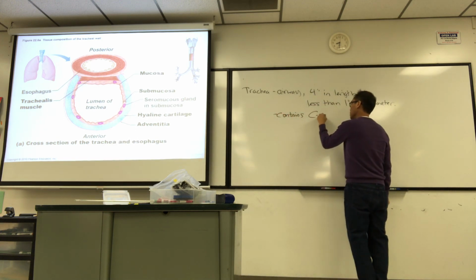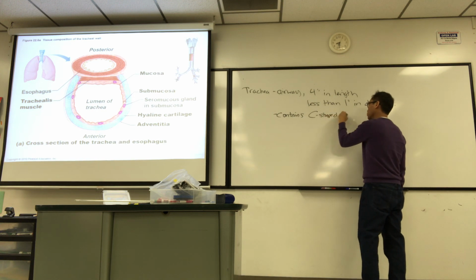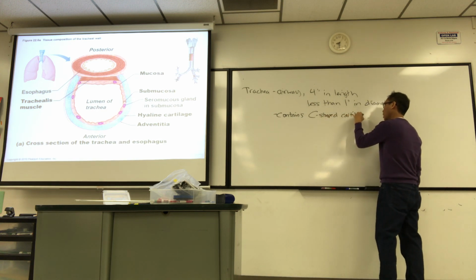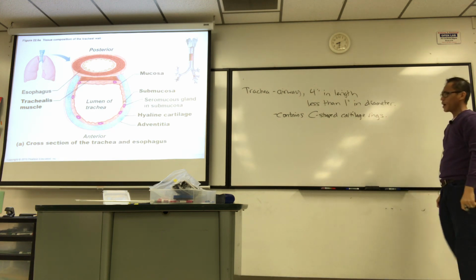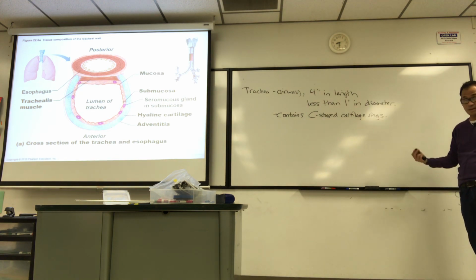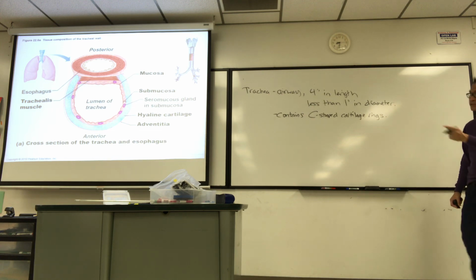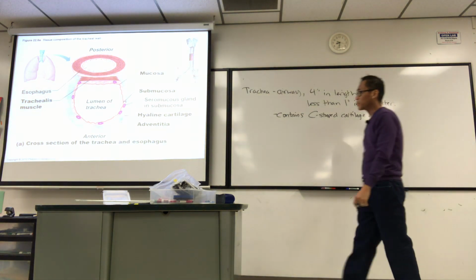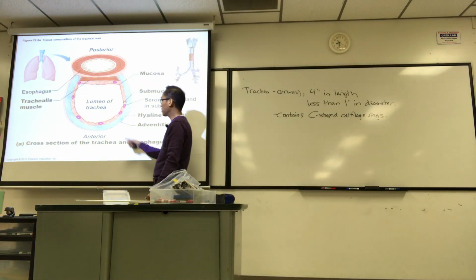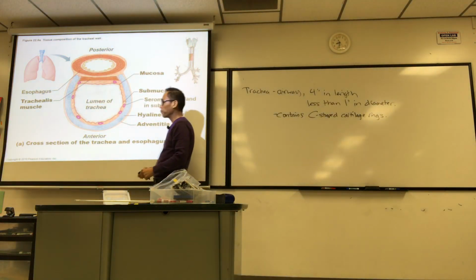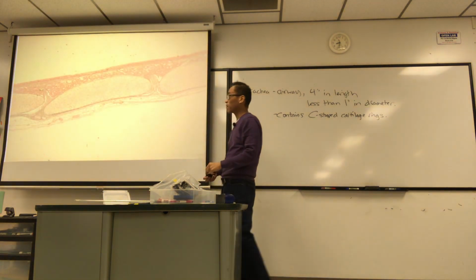Contains C-shaped cartilage rings. And they basically keep the airway open. Okay, I already said that. But what we can see here is that the tracheal wall is extensive. There's a mucosa, submucosa, and an adventitia. I want you to know what that looks like under the microscope.